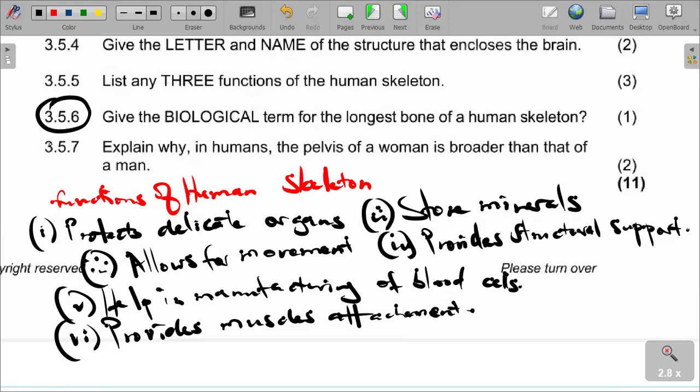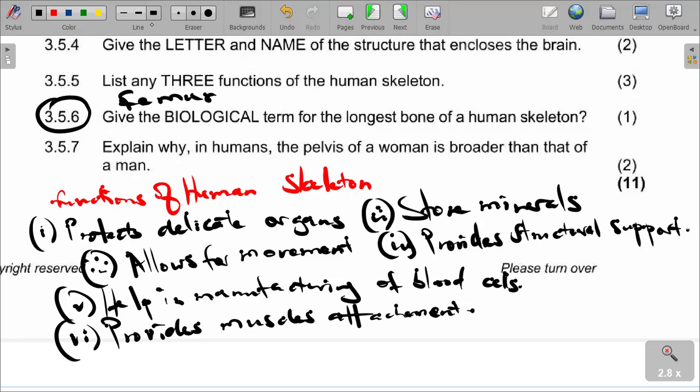Number 6, the biological term for the longest bone of a human skeleton. This is called the femur. The femur is the longest bone of a human skeleton. And then explain why in a woman the pelvis is broader than that of a man. You can just understand that it has to provide support.